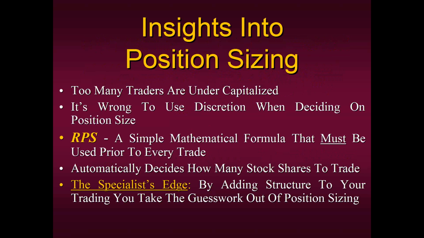Now, it's wrong to use discretion when deciding on your position size. So many students of mine, I'll ask them, well, how did you come to that decision that you were going to buy 500 shares? And they said, well, Steve, I've had a series of winners, and I just feel lucky, and so I usually trade only 100, but I feel, why not? I'll increase it to 500 because I'm really doing well.